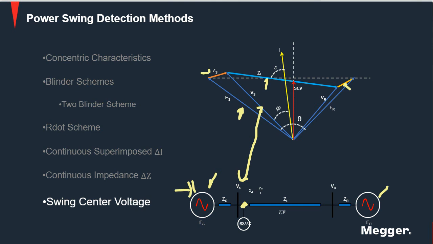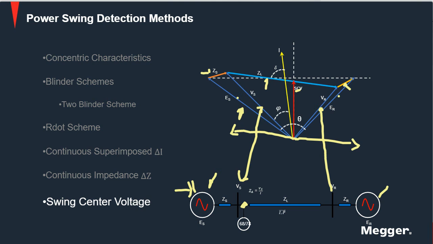This is the voltage on the other end, and then we have this point which is called the swing center voltage, which is the location where the voltage value is 0 when the angle between the two sources is 180 degrees. Now, that value is going to be maximum when the angle between these two sources is 0. Of course, this is going to be greater when these two are in phase, so this is going to be twice that. But it's going to be 0 when this guy is over here and this guy is over here looking in this direction. So this guy is going to be 0.